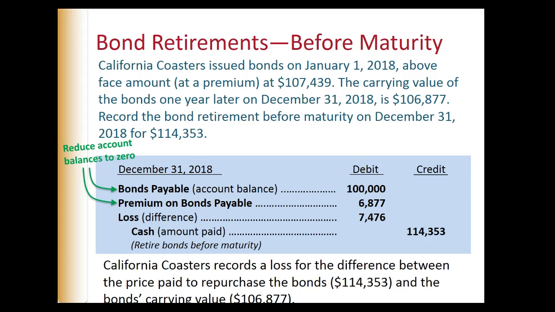California Coasters records the retirement as shown here. We have the bonds payable getting reduced to zero. The premium on bonds payable needs to be reduced to zero. The cash amount is the $114,353, and the difference would be either a loss or a gain. Now in this scenario, it's going to be a loss because we had to purchase them for $114,353, but the carrying value was only $106,877.